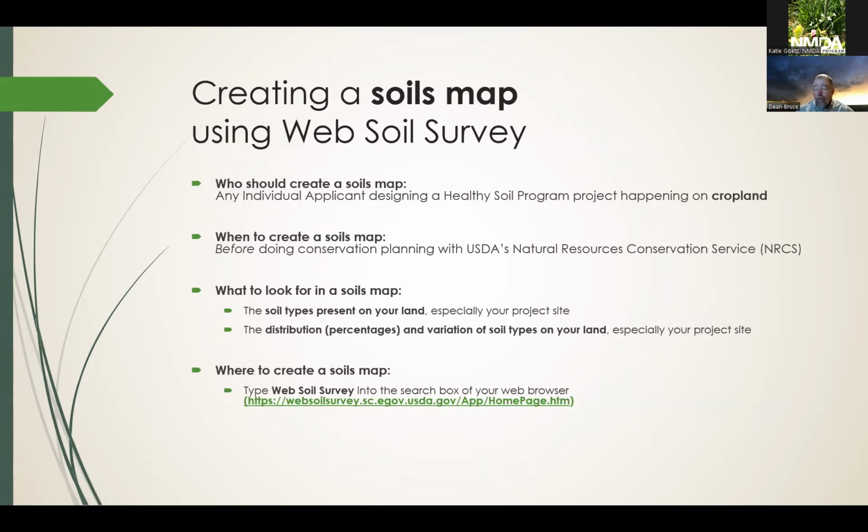Next slide, please. So in creating a soils map using Web Soil Survey, anyone can use the software. Any individual applicant that is wishing to apply for the Healthy Soil Program on cropland can use the software. You need to create a soils map before you work with your NRCS conservation planner to complete conservation planning. Having the soils map in hand will allow you to work with your conservation planner to look at the soil types that are present on your land, especially the project site, as well as the distribution or percentages of those different soil types that exist on your project site. Again, you'll create the soils map using Web Soil Survey.